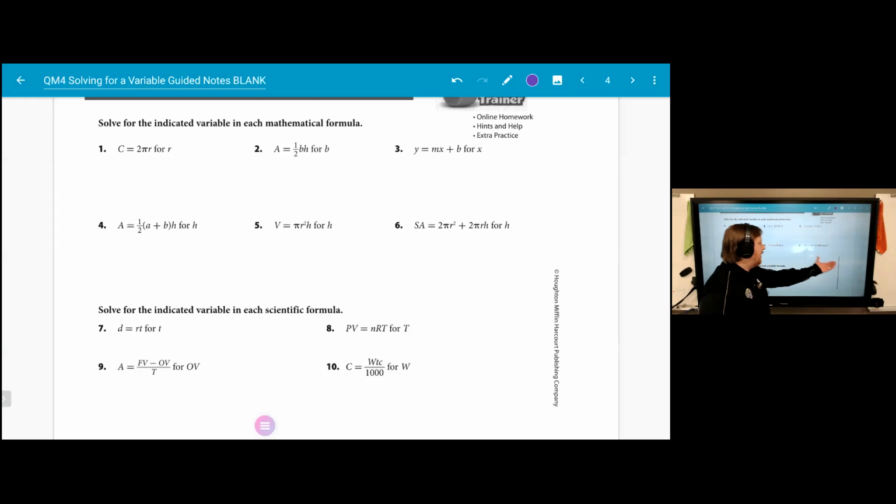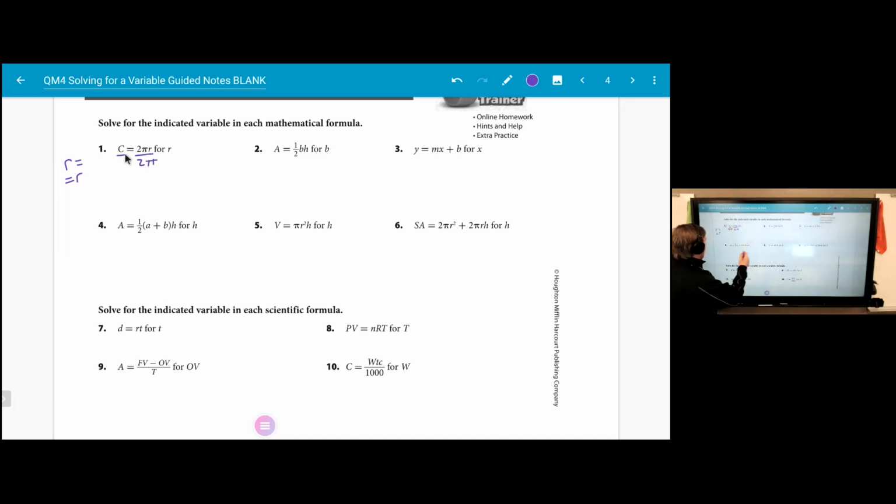The first one, number one, says C equals 2 pi r. Remember, when you've got no mathematical symbols in between, that indicates multiplication. So we've got C equals 2 times pi times r. We're trying to solve for r, which means we want to get to r equals something. What's happening to r in this case? It's being multiplied by both 2 and pi. So how do you undo multiplying by 2 and pi? Division. Divide both sides by 2 and pi.